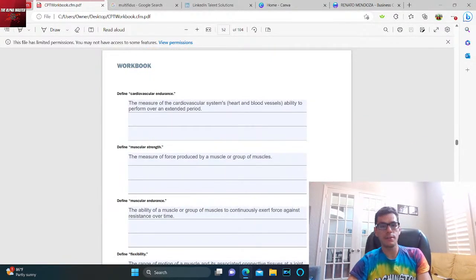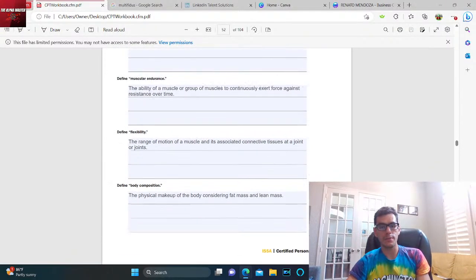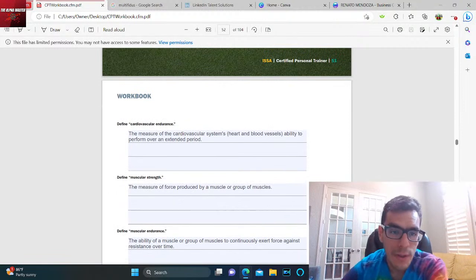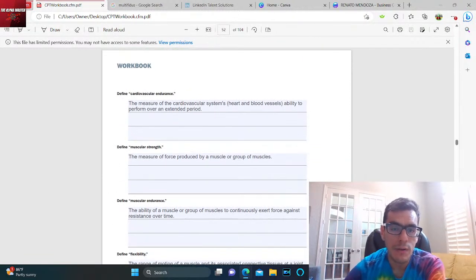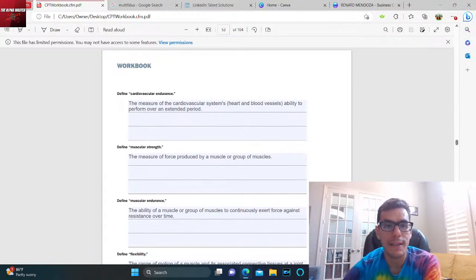The 5 components of fitness are cardiovascular endurance, muscular strength, muscular endurance, flexibility, and body composition. So what is cardiovascular endurance, you ask? It's the measure of the cardiovascular system's heart and blood vessels' ability to perform over an extended period.